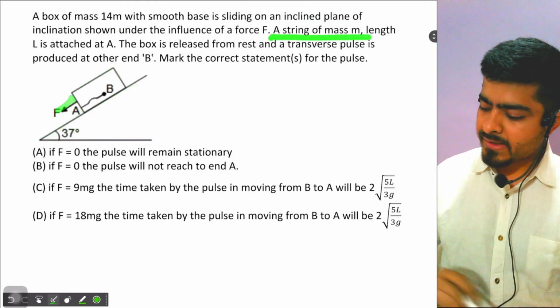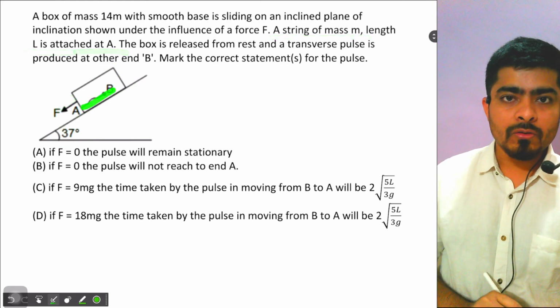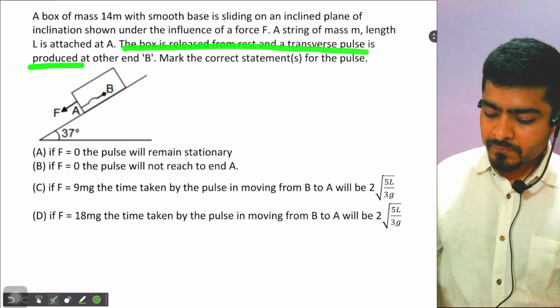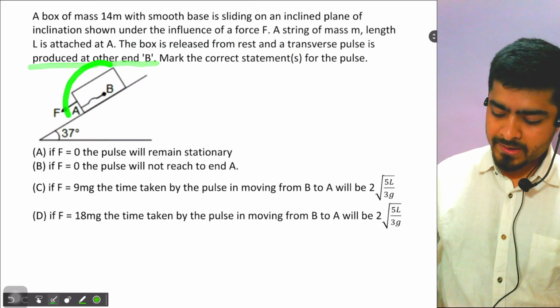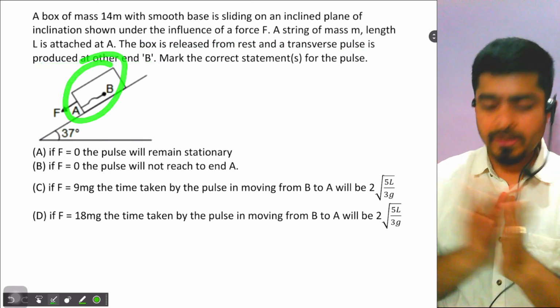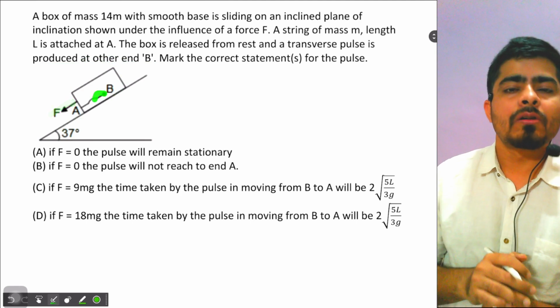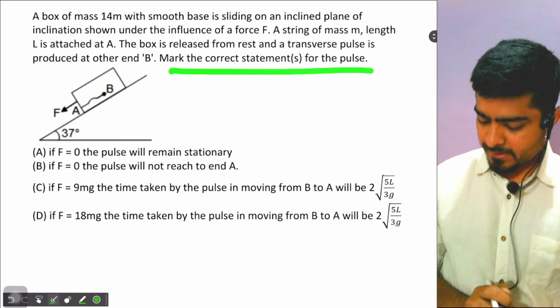A string of mass m, length L is attached at A. So here we have a string. The box is released from rest and a transverse pulse is produced at the other end B. We are releasing the system on an inclined plane, under the effect of F, and we are creating a pulse on the end B. So we have to mark the options regarding the pulse.